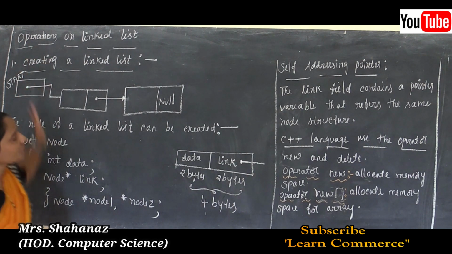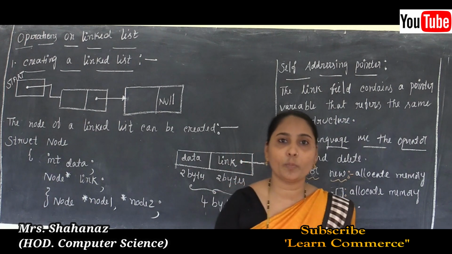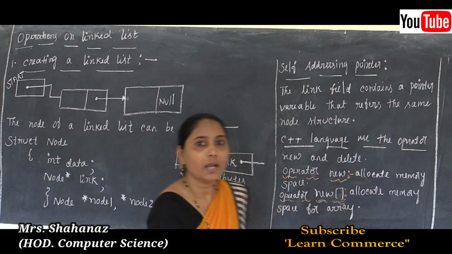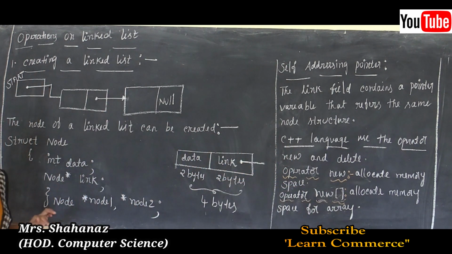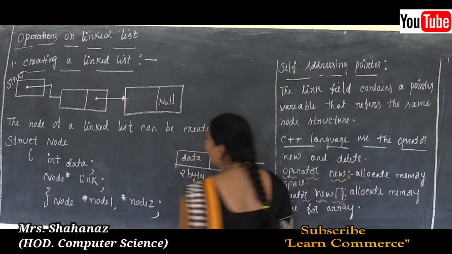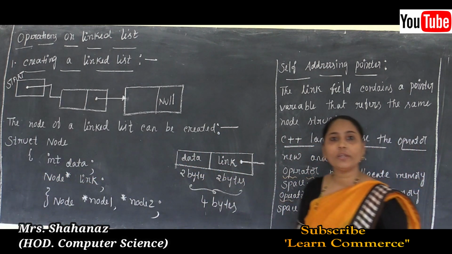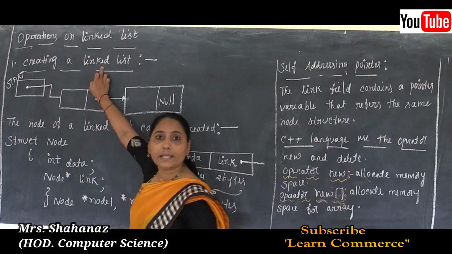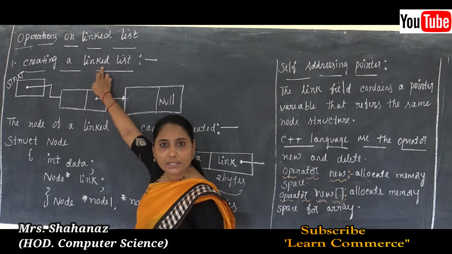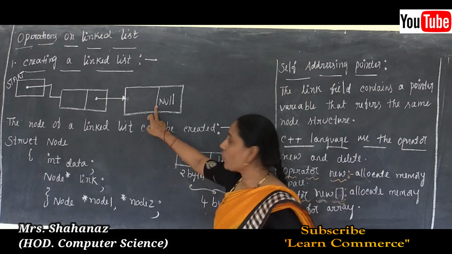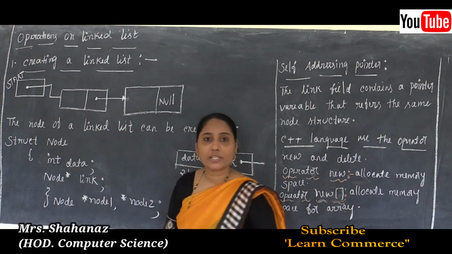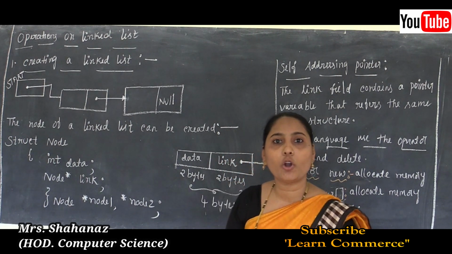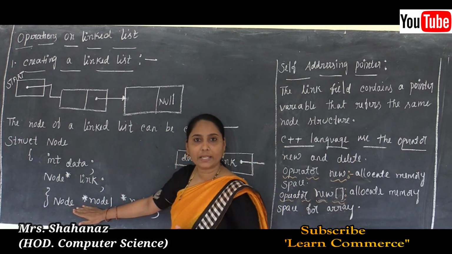So in operations on the linked list, some important operations are there. The first point is creating a linked list. By using this operation we are going to create the linked list. A linked list is a linear data structure which consists of a group of nodes. In this diagram just two nodes are there, but we can create a lot of nodes by doing the declaration.